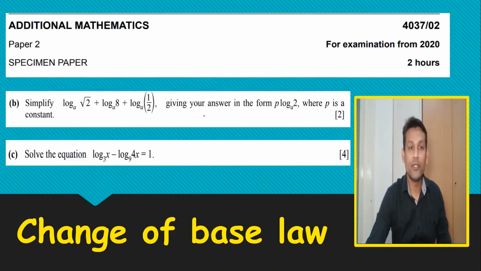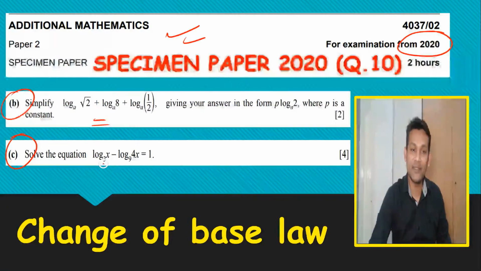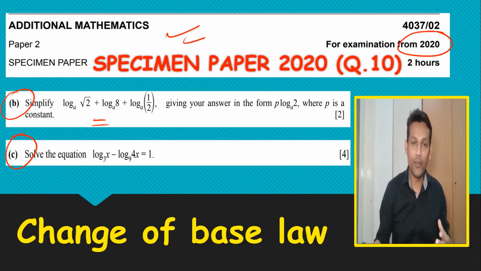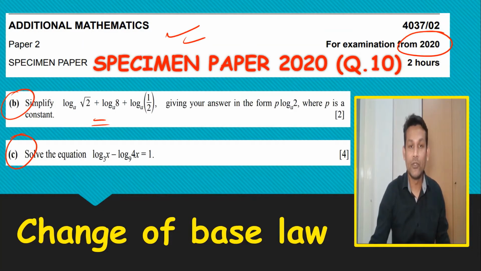One more thing I would like to say, this specimen paper of 2020, when you see this question number 10, part B and C, this is also the logarithm question. And in logarithm, this is very simple because there is no change of base law. But when you see the C part in the specimen paper, this is also the change of base law. The base is 3 and the base is 9. So this is the complete topic today, what we are doing in this video. If you want to see these questions, please continue watching the video. So let's move to the working of these questions.